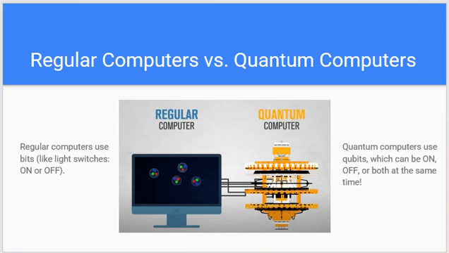This is one of the main differences between a regular computer and a quantum computer. Qubits can be on, off, and both at the same time, whereas a regular computer can only be on or off. It's like having a magic coin that is spinning in the air. While it spins, it's both heads and tails at the same time. When it lands, only then can you tell if it's heads or tails.